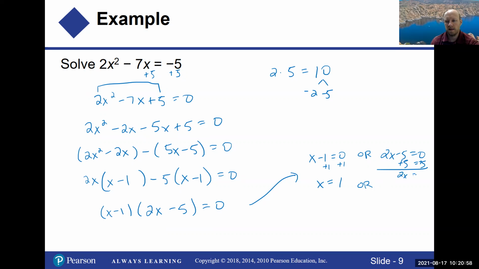And then divide by 2. Oops, 5 halves. That's just 5/2. Let me rewrite that. So for people who are just looking at these notes and not watching the videos, you can come back to it later and know that that's just 5/2. So really it's x equals 1 or 5/2, or 1 comma 5/2.